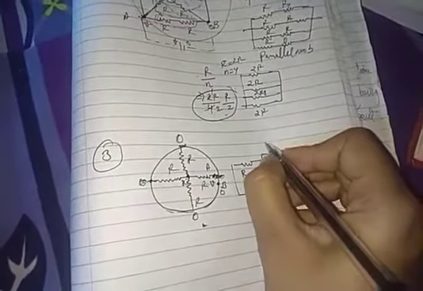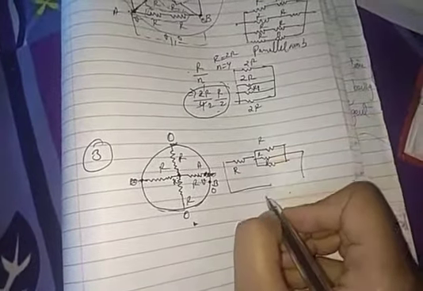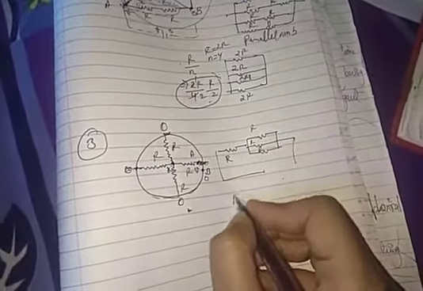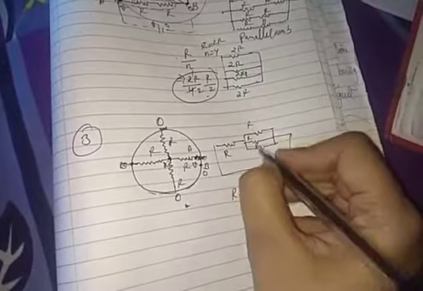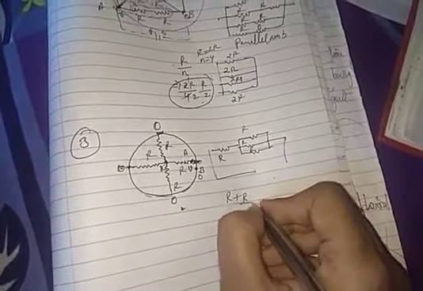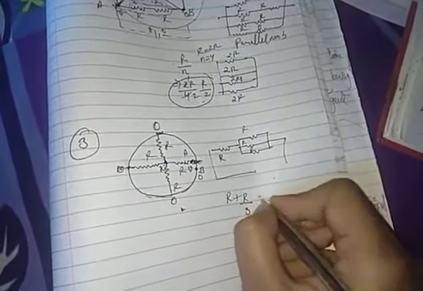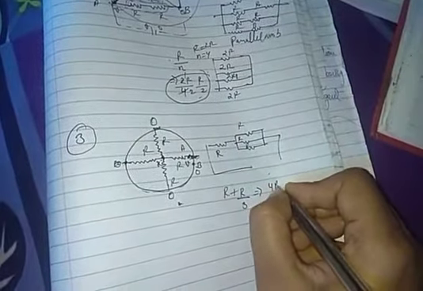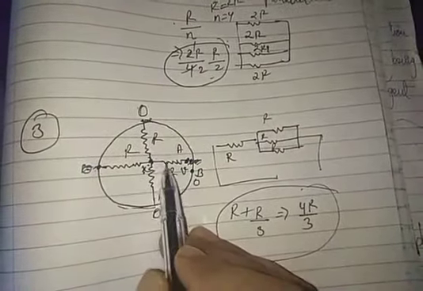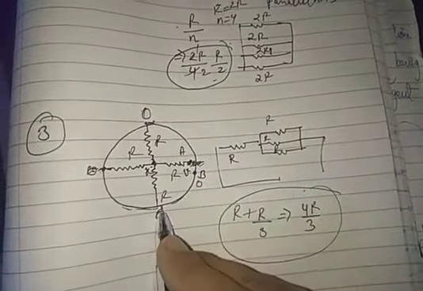Now you can find it very easily. So this is R and this is, you can see, R by 3 with the formula R by N. So now it will come how much? 4R by 3. So students, this is how you can find the numericals easily, and you can even make any complicated circuit diagram an easier one.